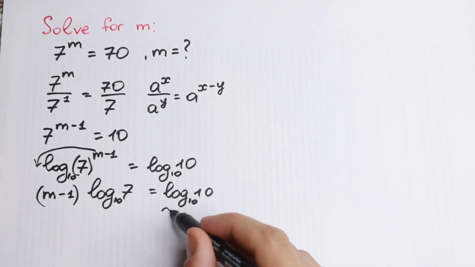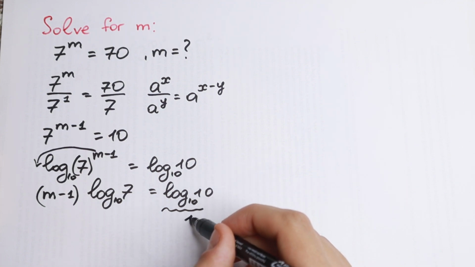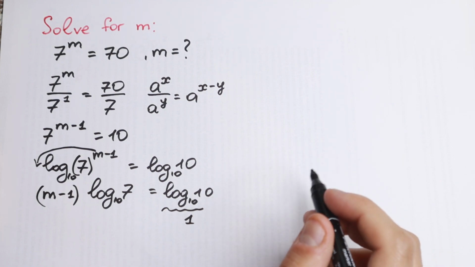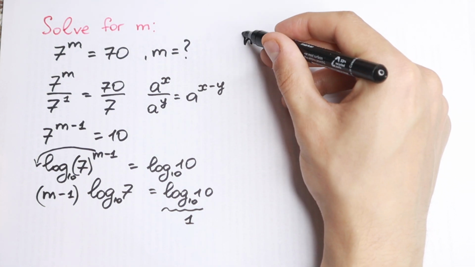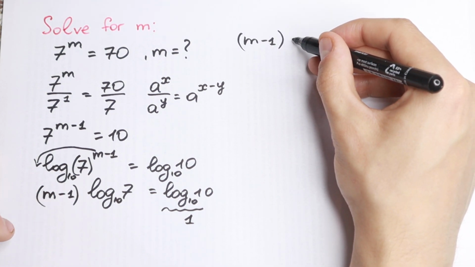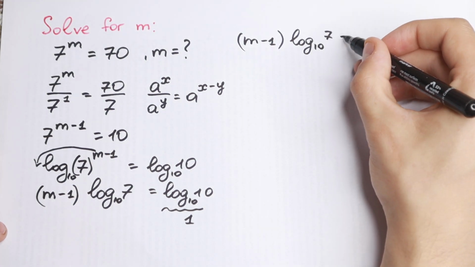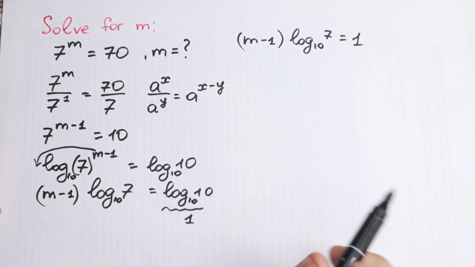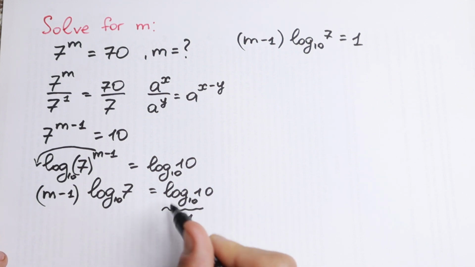If you look here, log 10 base 10, we will have 1. So this is equal to 1. As a result, we will have m minus 1 times log 7 base 10 equal to 1. Nothing hard. This is the main log property: log 10 base 10, log 2 base 2, it is equal to 1.